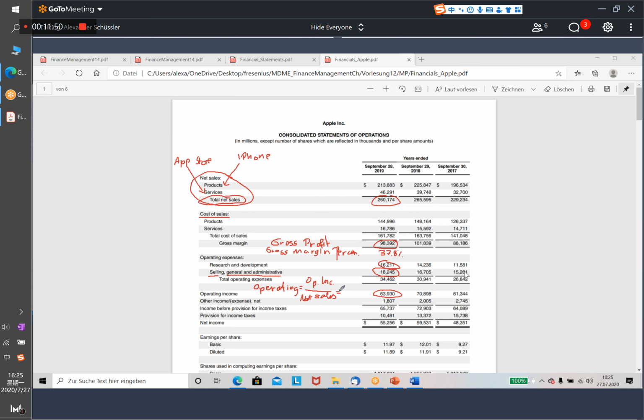So can you calculate that? The gross margin as a percentage was 73.8%. So can you calculate the operating margin? Do you already have a result?